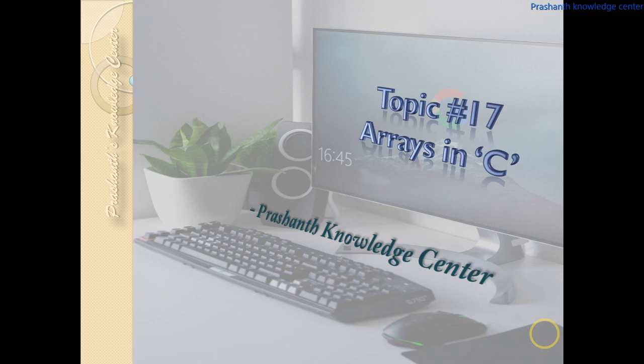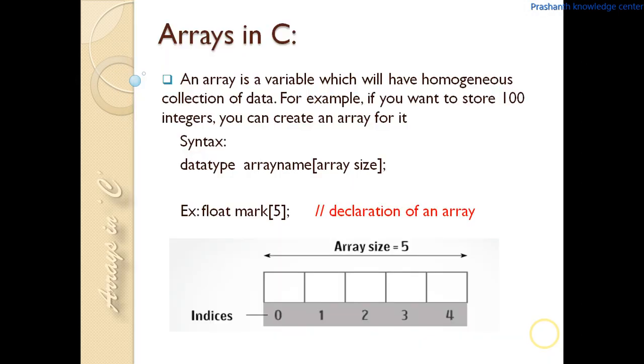Here in this video, we will learn about the new topic, that is arrays in C language. First of all, let us know what an array is. An array is a variable which will have a homogeneous collection of data. That means if we want to store a similar type of data under a particular name, then that can be done by using an array. Instead of writing repeatedly, within an array, by allotting the memory size, we can do it in a single place. Let us see this with an example.